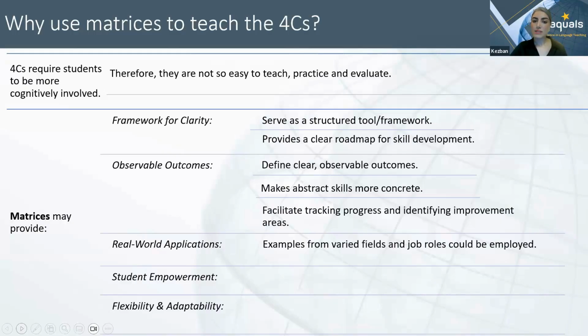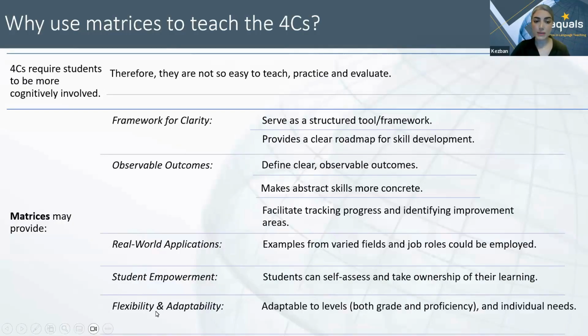Matrices may help us include examples from different fields and job roles in the classroom. And it may help with getting students to assess themselves and take ownership of their learning. And they are adaptable to levels, both grade and proficiency-wise, and individual needs in our classes.